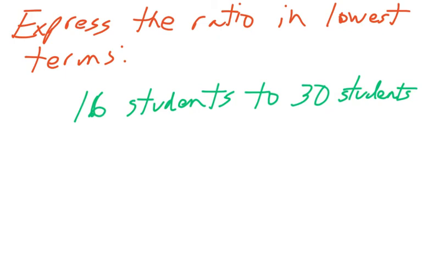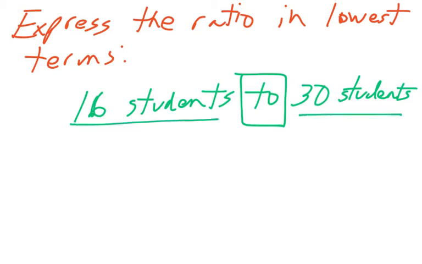So let's say we're asked to express the ratio in lowest terms. We have 16 students to 30 students. Let's say we're comparing two classes, and one class has 16 students, the other class has 30 students. What would the ratio be of the first class's total number of students compared to the second class's total number of students? We want to put this in fractional form, so the first number is going to go in the numerator, and the second number that comes after "to" is going to go in our denominator. So we have 16 over 30.